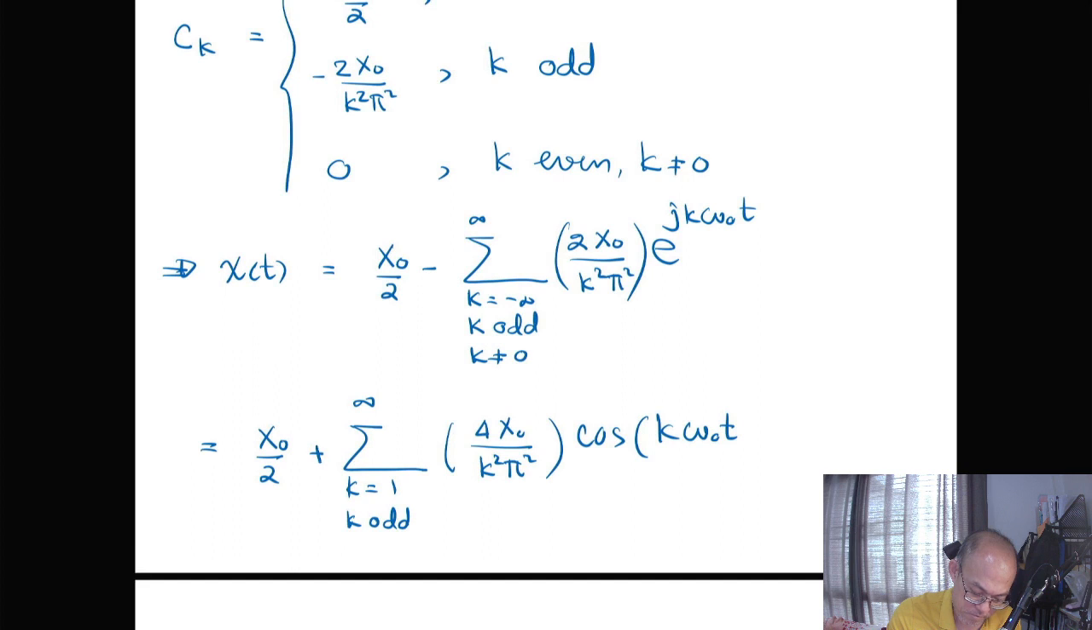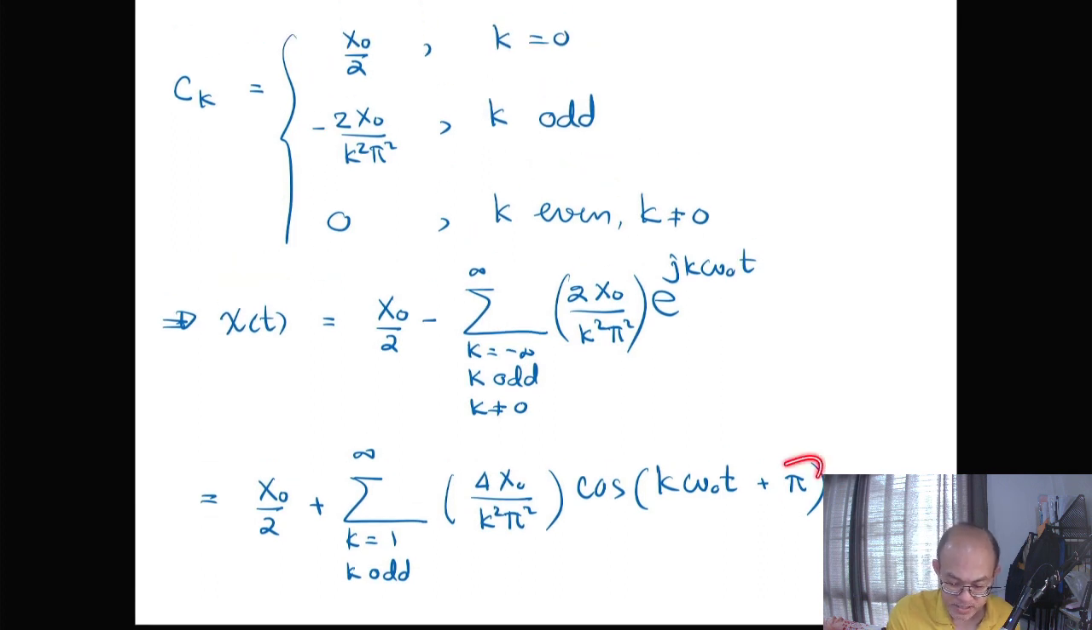Oh, I have plus here because the phase has to go with the negative sign, which is pi. So plus pi. Now the reason why the phase is pi is because of the negative sign here. Okay, the magnitude is 2x0 over k squared pi squared, and that is the magnitude. The phase is pi because it is a negative real number.